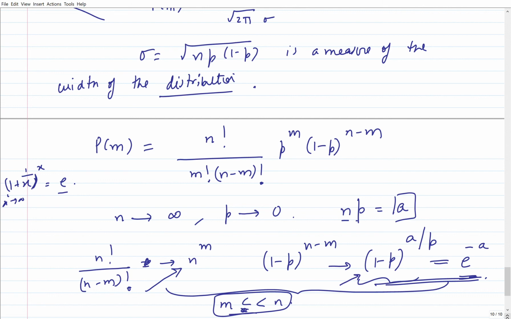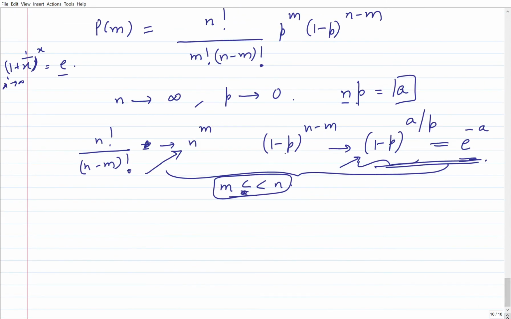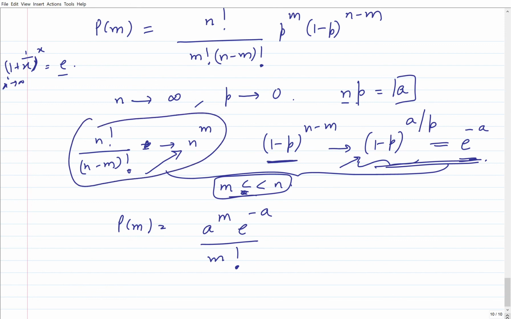So essentially combining these results, 1 minus p replaced by e to the power minus a, and this guy as n to the power of m, what do we get? We get the distribution function starts to look like a to the power of m e to the power of minus a divided by m factorial. So I use this guy to evaluate this guy, and I use this expression for this guy.